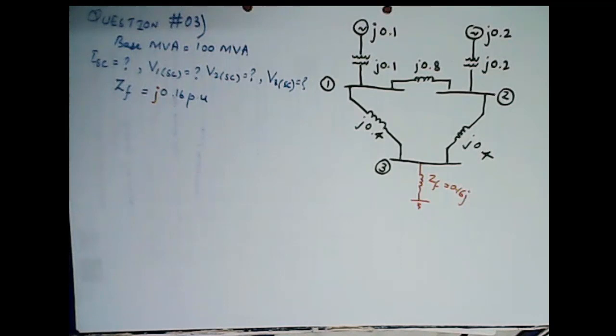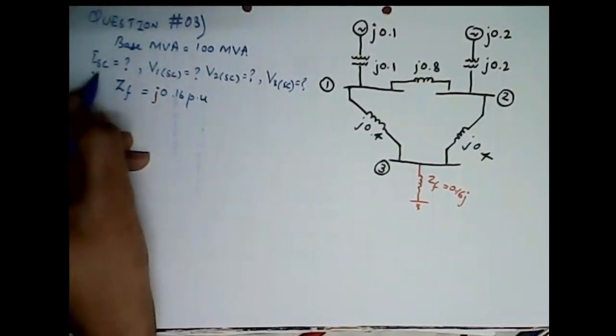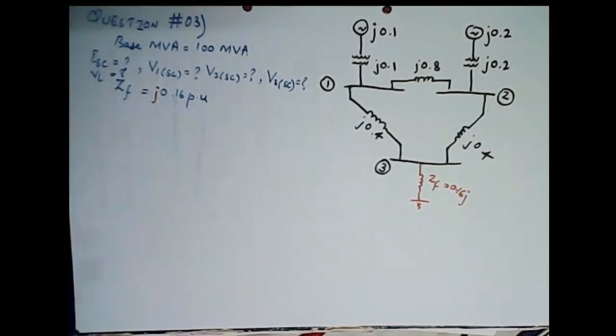So now, since this system is already modeled on a common base, there is no need to change the base, and the fault we are talking about is a symmetrical fault. Always remember that the fault is a symmetrical fault, and for this fault we need to find the fault currents, bus voltages, and the line currents as well. Okay? This is a symmetrical fault, that is a three-phase fault, which we also call the balanced fault.